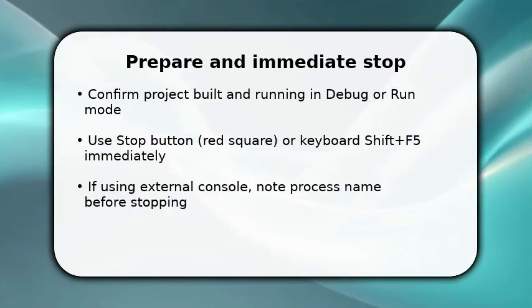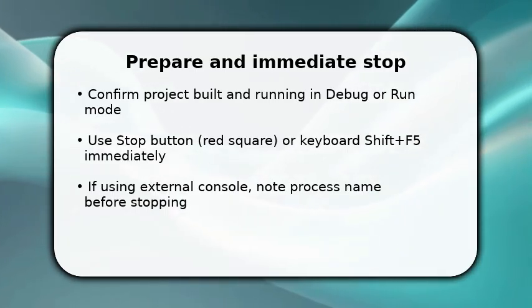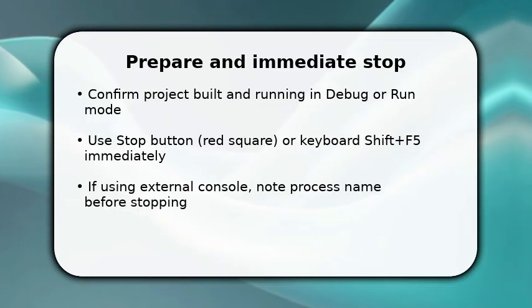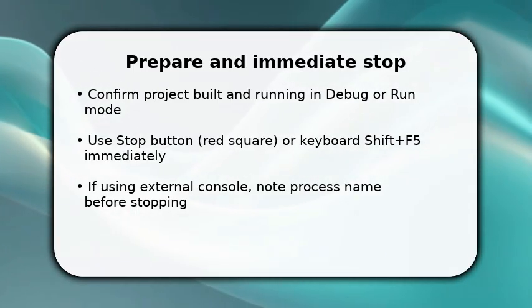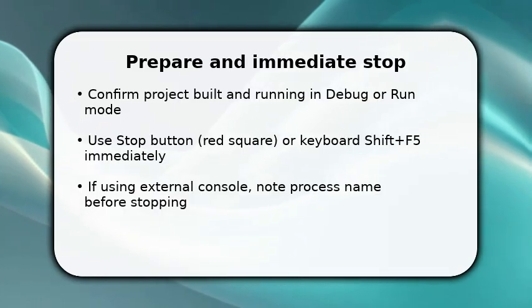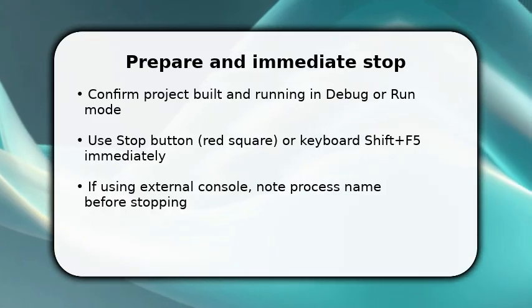You're already running code. Start stopping it now. First, confirm Visual Studio shows debug or run active so your commands affect the correct process. Click the red stop square in the toolbar or press Shift plus F5 to terminate the debugger cleanly. This ends child processes attached to the session.